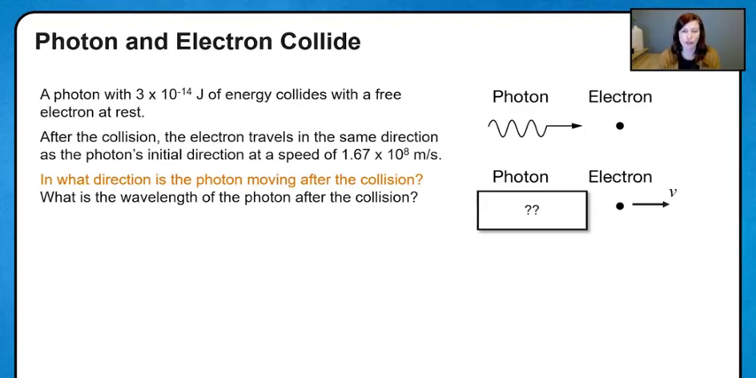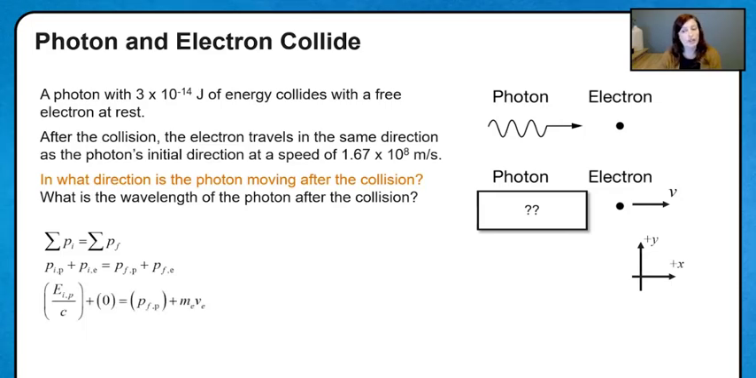Let's start with the first question, the direction of the photon after the collision. So we know that momentum is conserved in the collision, so the initial momentum of the system equals the final momentum of the system. The momentum of the system is all along a single axis. It's all along the x-axis. The momentum of the photon plus the momentum of the electron before the collision has to equal the momentum of the photon plus the momentum of the electron after the collision.